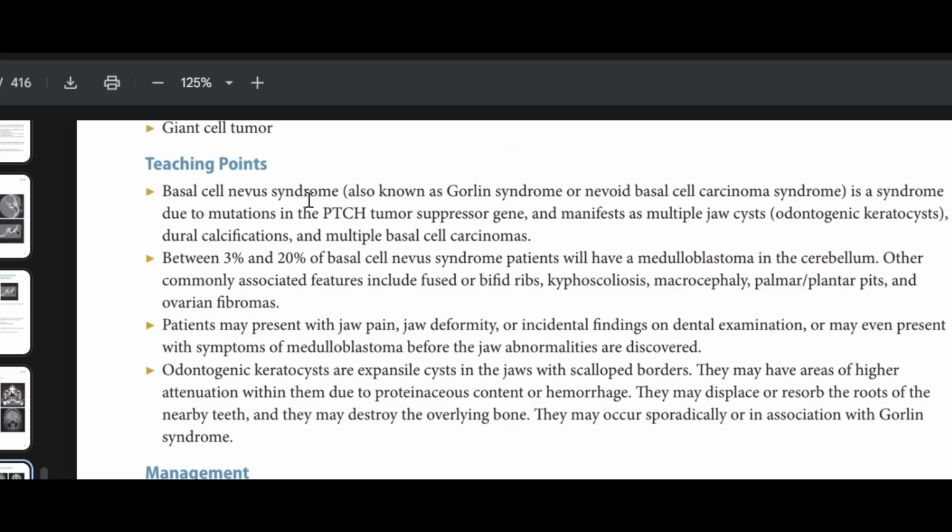Basal cell nevus syndrome, also known as Gorlin syndrome, is a syndrome due to mutation in the PTCH tumor suppressor gene, manifested as multiple jaw cysts. So the multiple jaw cystic lesions are odontogenic keratocysts.